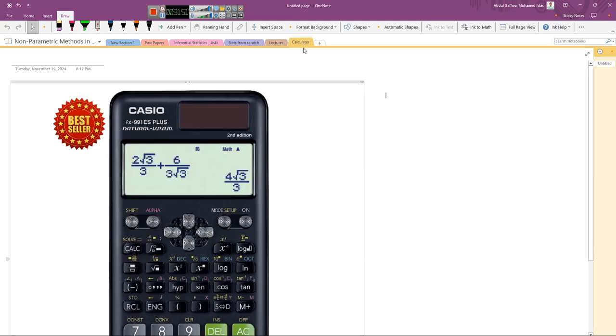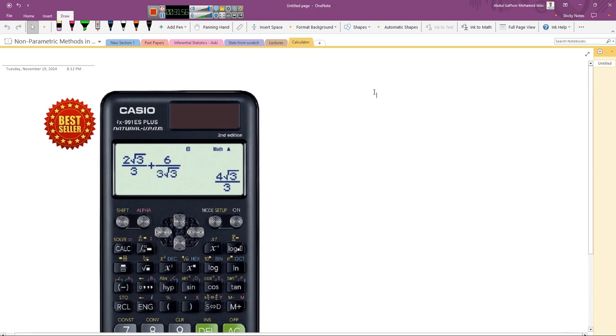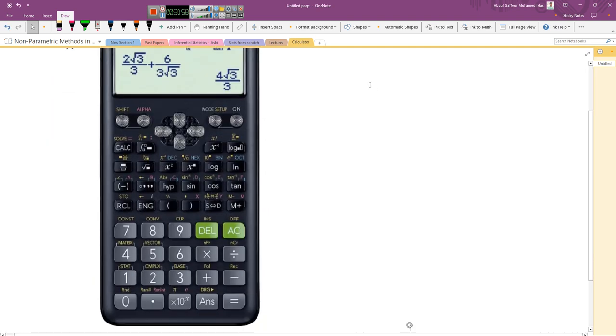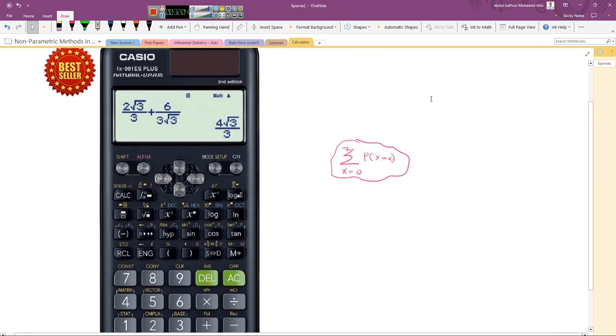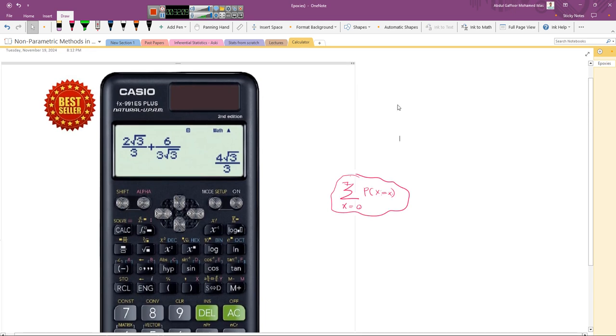And go to the calculator. So I have just inserted the image of the calculator that I'm going to use. You can work along with me. Right. Now what I have to find out is this value, right?